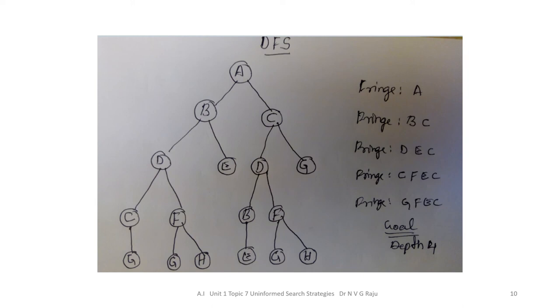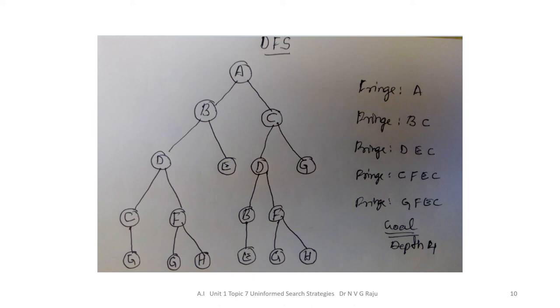Now let us apply DFS. Initially, the fringe contains initial state A. Check whether the initial state A is the goal. If the initial state is not a goal state, then expand all its successors. Its successors are B and C. Now remove A from fringe, add B and C into the fringe.